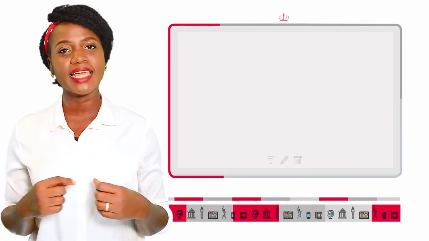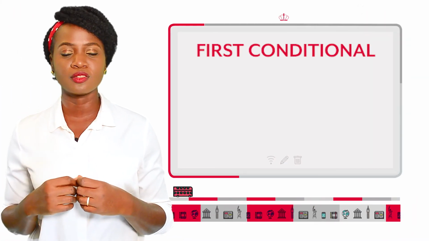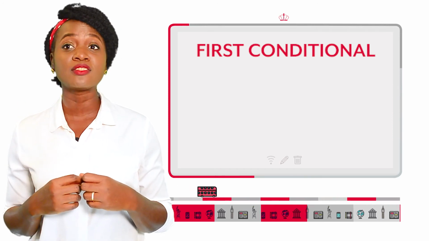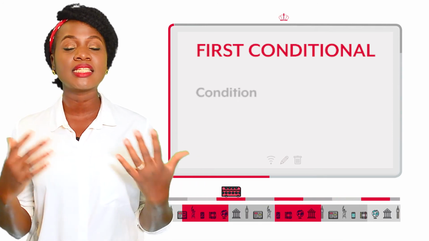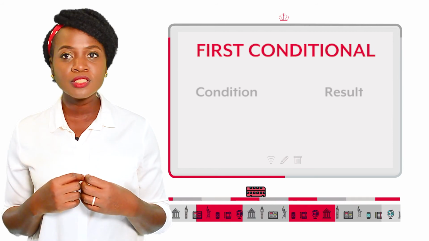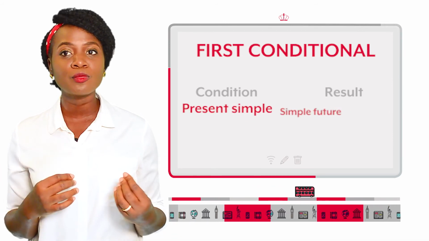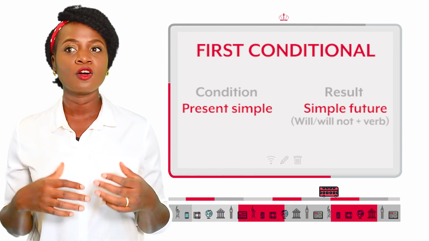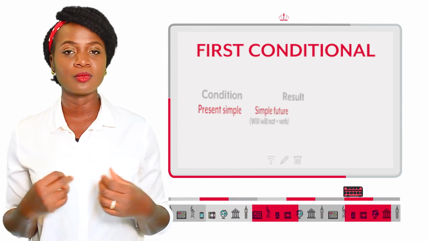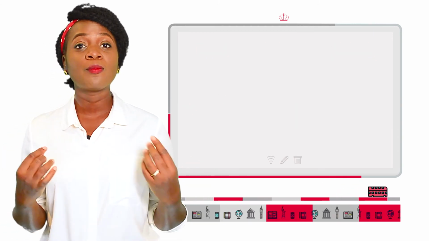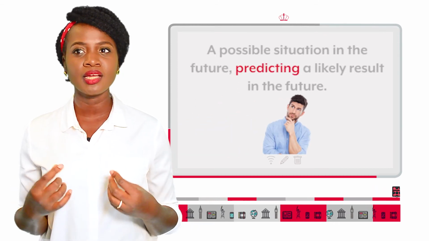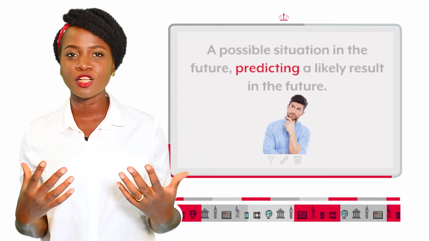Let's continue with the next lesson, the first conditional. The first conditional is formed with a condition and a result. The first verb is in the present simple, and the second verb is in the simple future, will or will not, plus verb. For example, a possible situation in the future, predicting a likely result in the future.